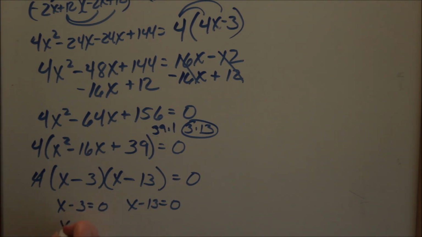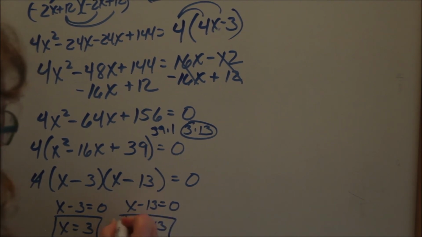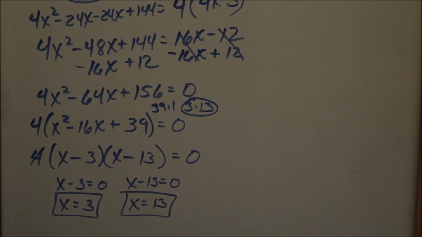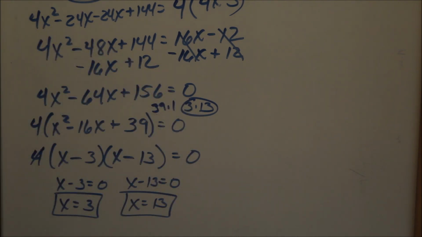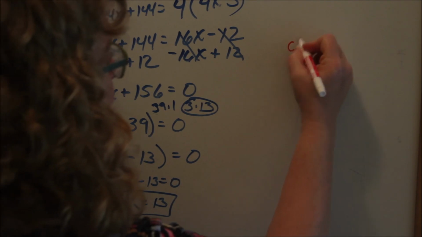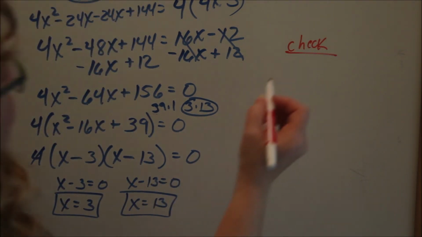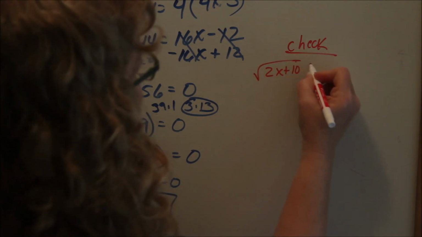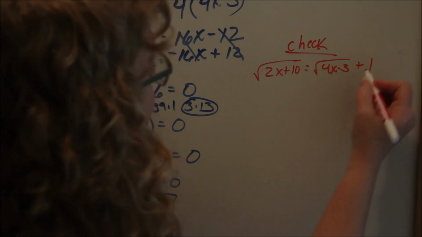You can set both of these parentheses equal to 0. Solve both of these. One solution is x equals 3, but we have to check it. And then one possible solution is x equals 13. They have to be checked to make sure that this works. Anytime you have a radical problem, you have to check them. Alright, so going back to the original problem, checking it over here. So the original problem was this. Square root of 2x plus 10 equals square root of 4x minus 3 plus 1.